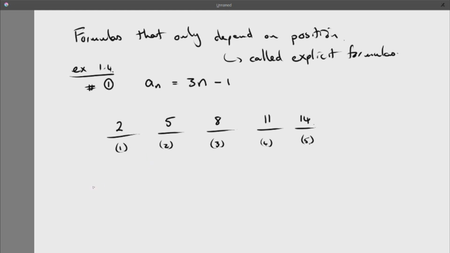Let us, whoops, what was that? Number 2, a_n equals 2n squared plus 1. What kind of formula is that? Recursive or explicit? Why is it an explicit formula? There's no a on the right side. There's only the position.